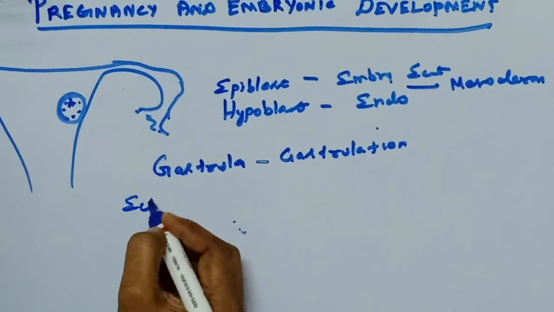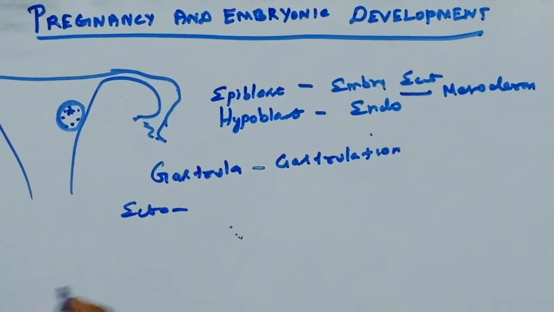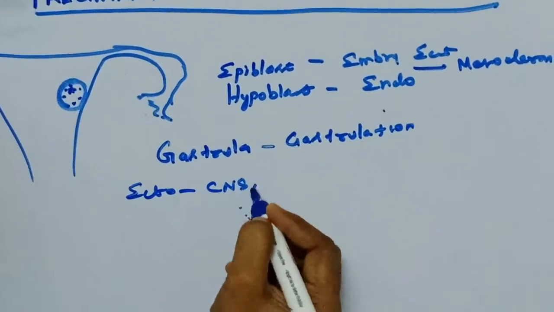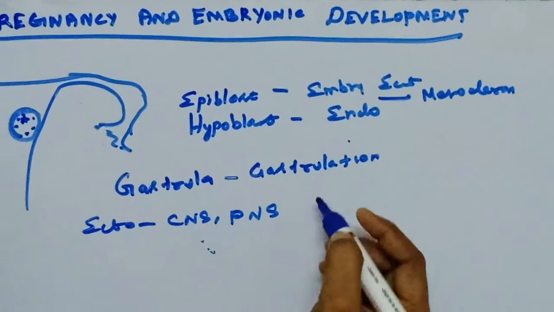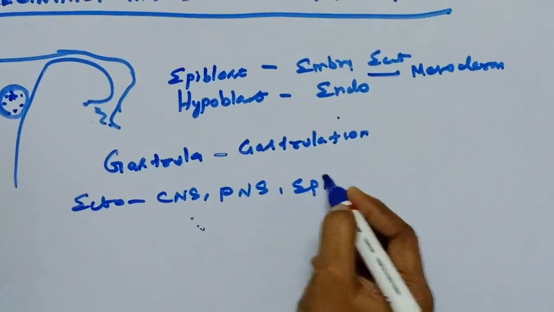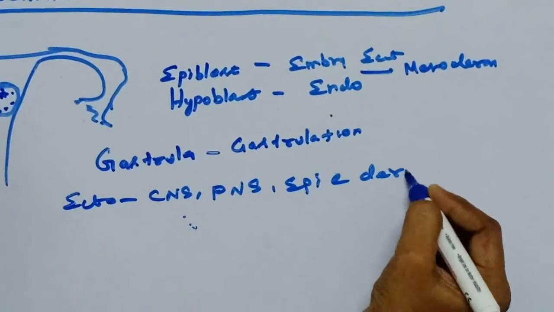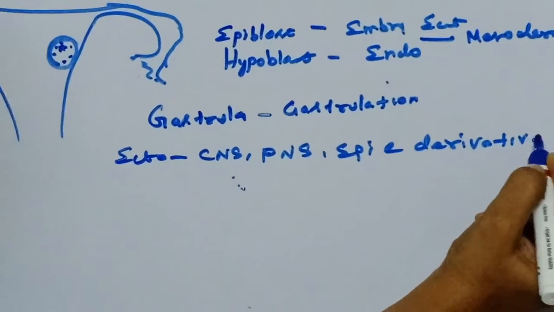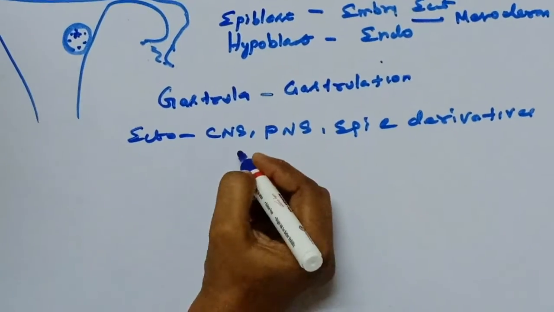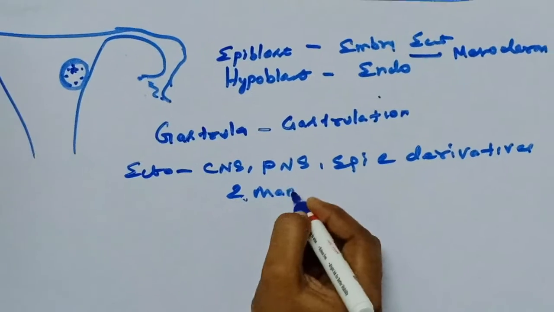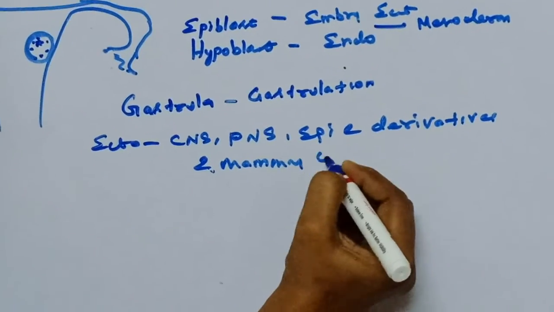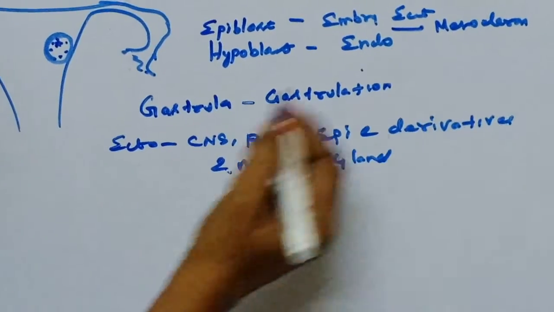First one is ectoderm. From ectoderm, what organs are formed? Central nervous system, peripheral nervous system, epidermis and its derivatives, and also the mammary gland. These are formed from the ectodermal layer.